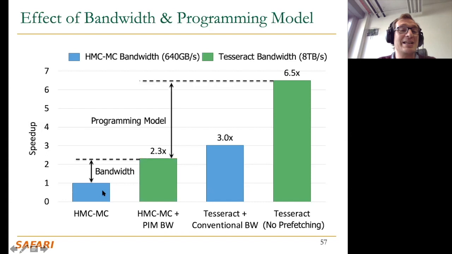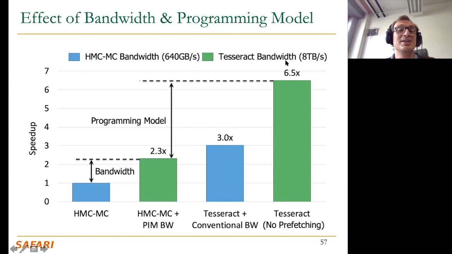But this doesn't mean that all of the benefits of Tesseract are coming from bandwidth. There is a good chunk over here that's coming from the programming model and the changes that we've done. So you can see that that's about 3x over here, okay? If you do the other study, hybrid memory cube multi-core, change the multi-core to Tesseract with conventional bandwidth, you still get performance. It's interesting. Now you get performance because of, let's say, the programming model, but it's really everything else other than bandwidth. And then we improve the bandwidth of this system from conventional bandwidth to Tesseract's 8 terabytes per second, improving the bandwidth by 10x. Again, you get about 2x, right? You go from 3x to 6.5x, which is an improvement of about 2x.